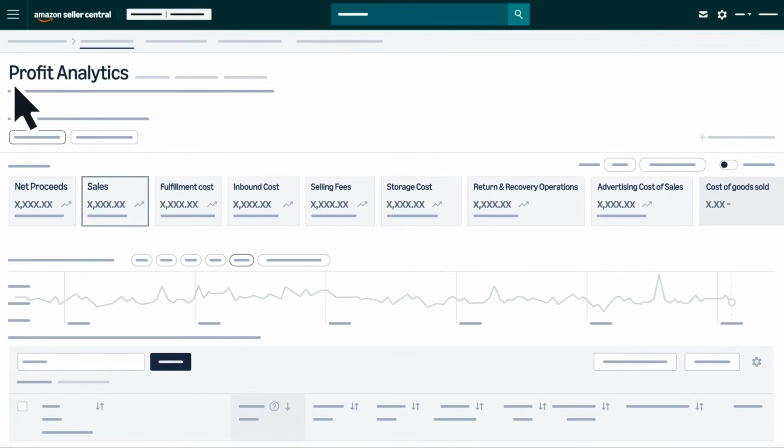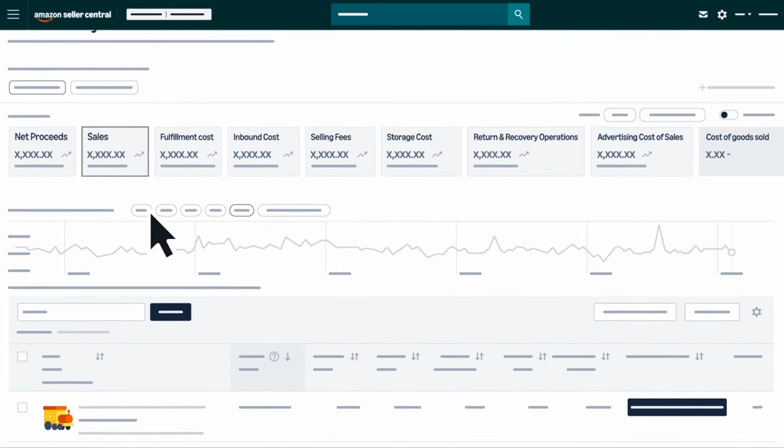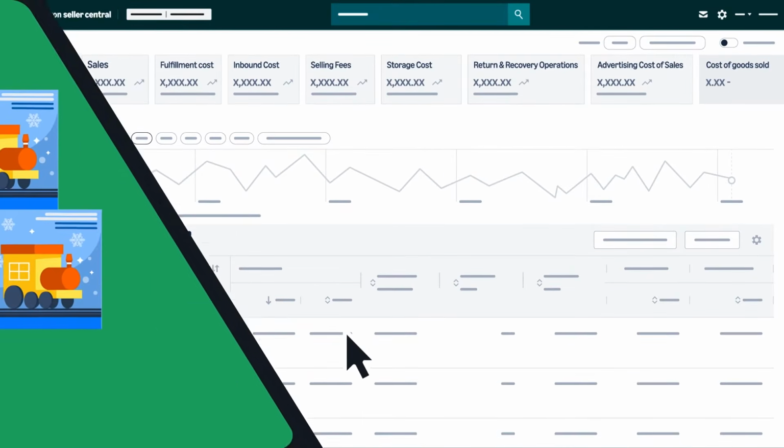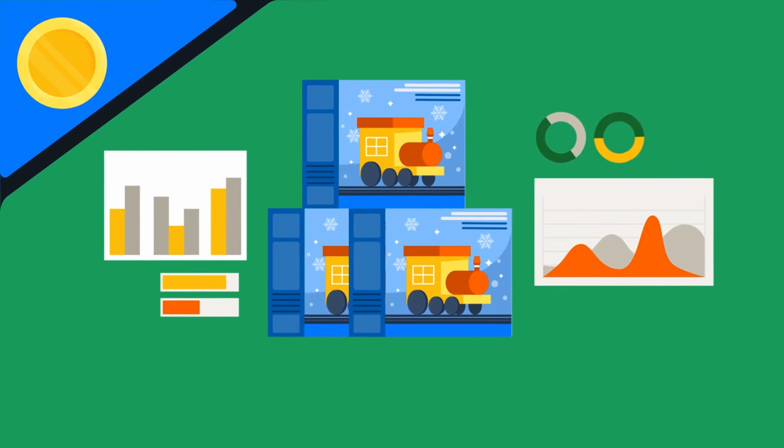From the Profit Analytics page, your unit economics data is organized into various categories, including sales, fees, non-fee costs, ad spend, and net proceeds. Select any category to explore detailed breakdowns of your business performance and understand specific costs and trends.